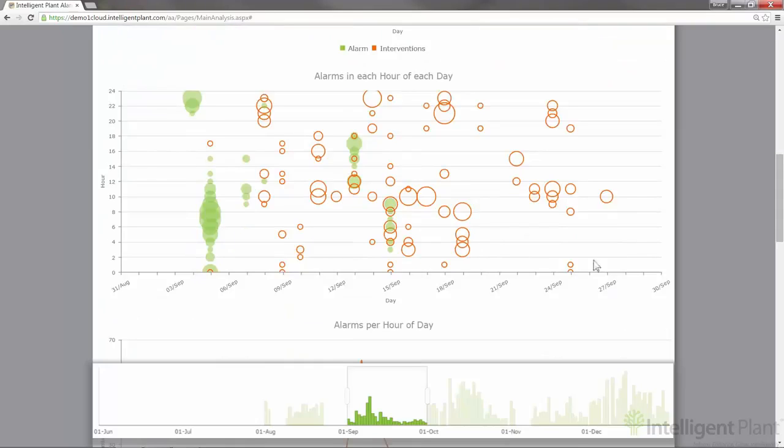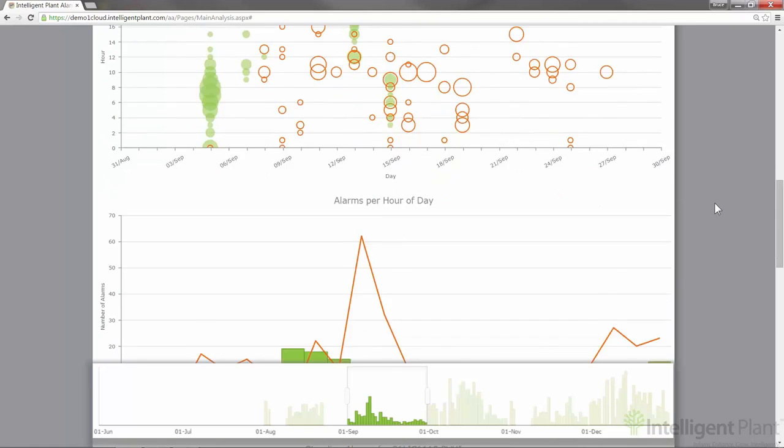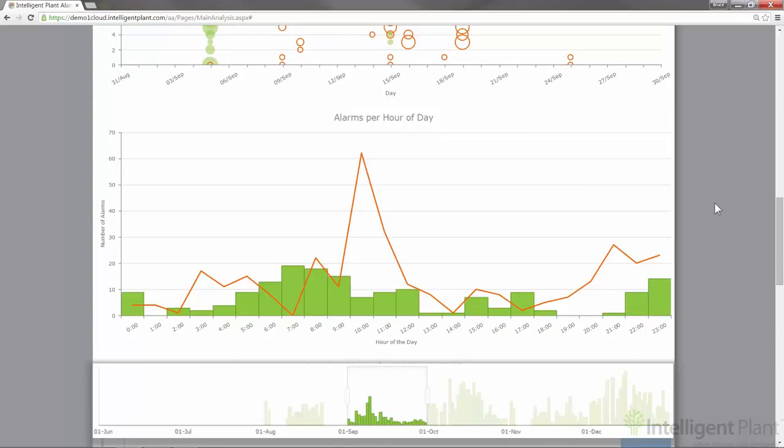The vertical line is still a day, but the horizontal line is for each hour of the day. The size of the bubble is indicative of how many alarms or interventions occurred. Again, green is for alarms, orange for interventions. We can see that there is actually very little correlation between alarms and interventions. This can then be summarised by only looking at which hour of the day the alarm occurred. This can help show if there is some kind of routine task that causes this alarm. Perhaps adjustments are made at the start of every shift.